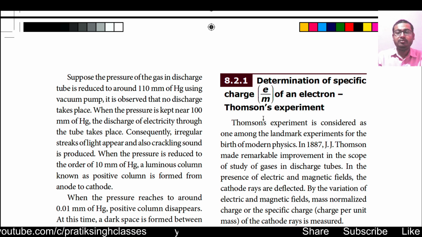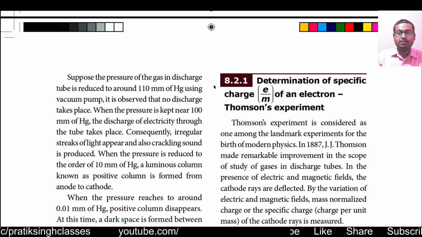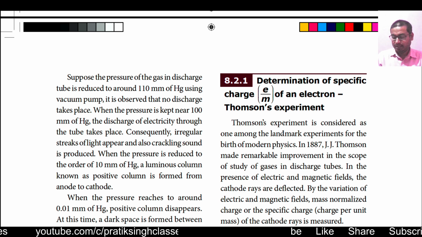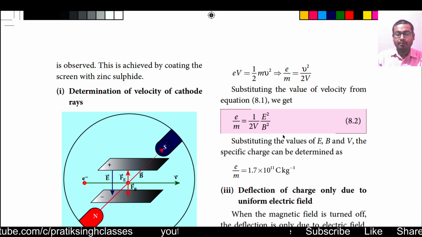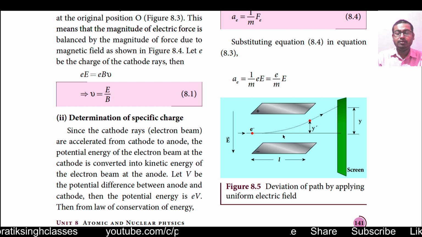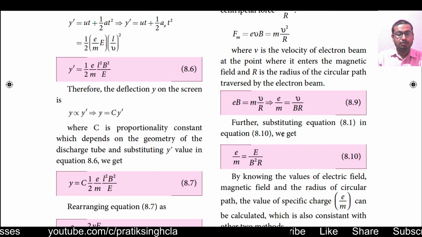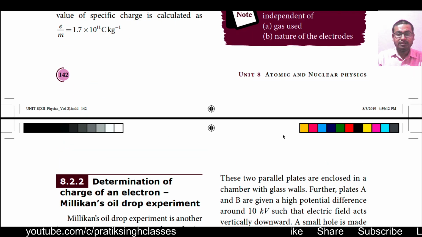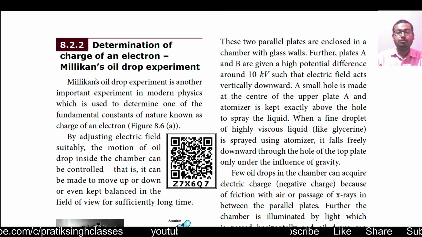In the previous video we studied standard 12th physics unit 8, section 8.1, that is the determination of the specific charge of an electron, the e by m value, by Thomson's experiment. Here we will study from section 8.2.2 today, but let me give you one more hint: if you have the new book of the year 2021, then this lesson is the ninth unit. So whatever is given here will be given as section 9.2.2, 9.3.3, something like that.